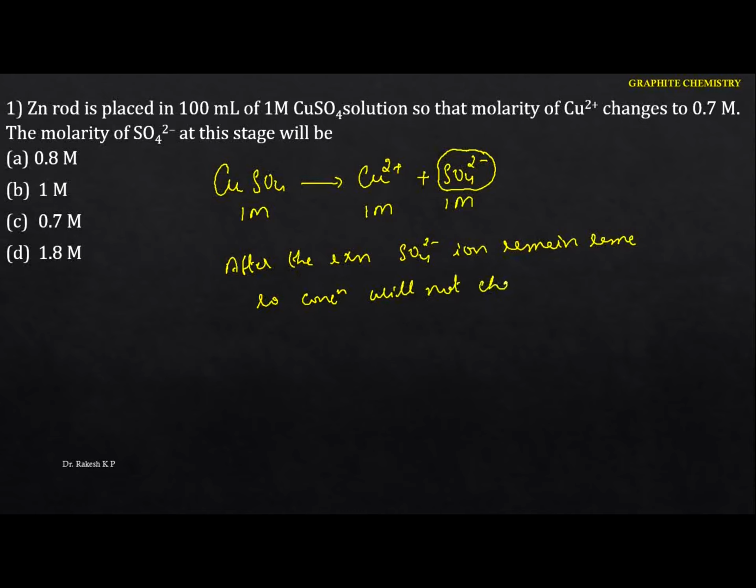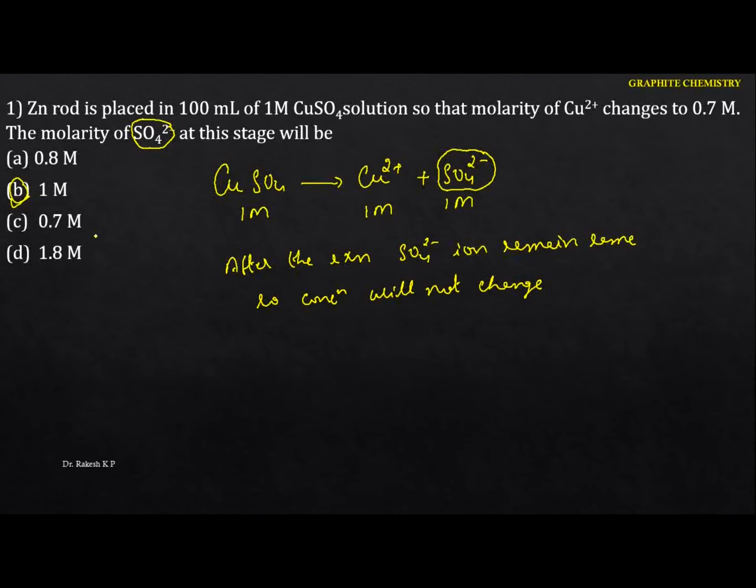Hence you can identify the particular concentration. Initially what you are having here is 1 molar copper sulfate. Here also we have 1 molar. That means the concentration of the sulfate will be the same. Hence the option will be B.